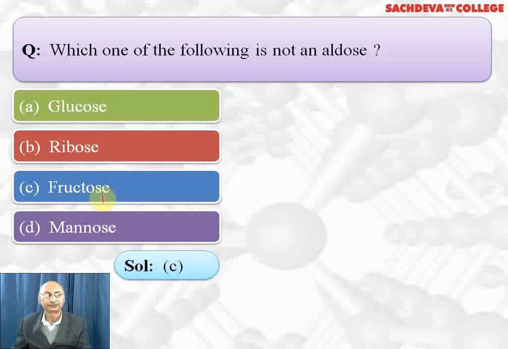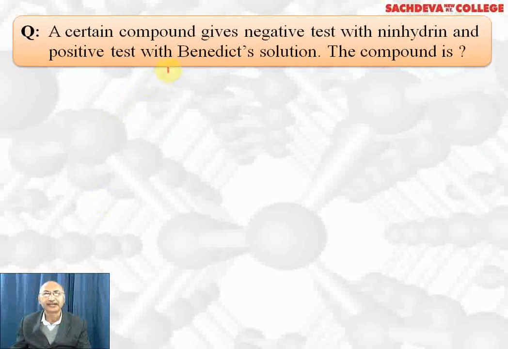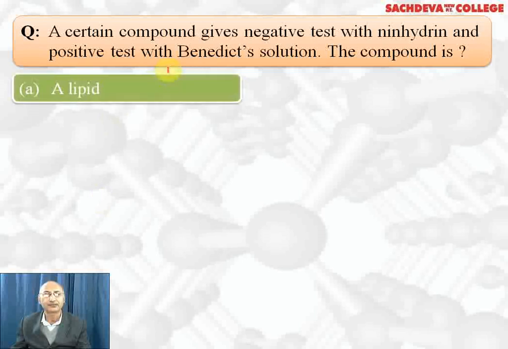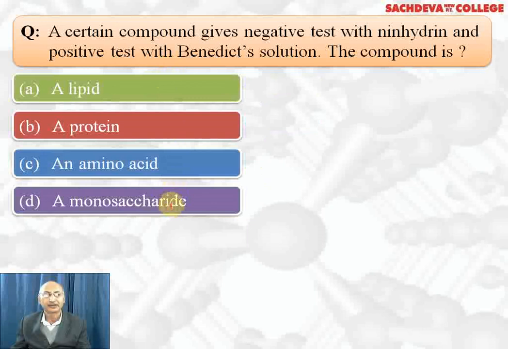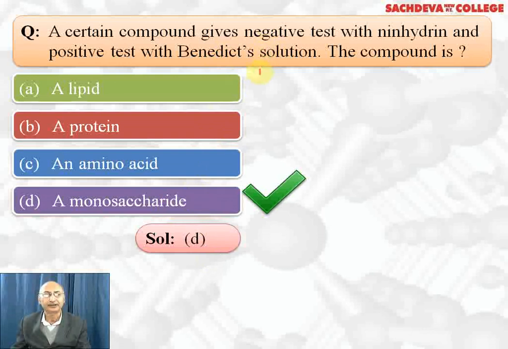This is a ketose. A certain compound gives a negative test with ninhydrin and a positive test with Benedict's reagent. The compound is a lipid, a protein, an amino acid, or a monosaccharide. Correct answer is monosaccharide, because monosaccharides react with Fehling solution or Benedict's reagent to give brick red precipitate. Proteins react with ninhydrin to give blue coloration. So the ninhydrin test is meant for proteins, and the Benedict solution test is meant for carbohydrates, particularly monosaccharides and reducing sugars.